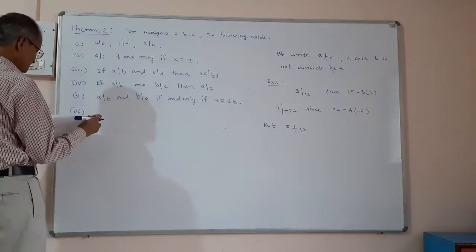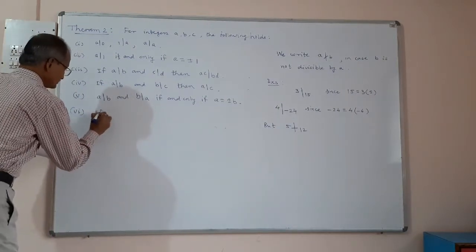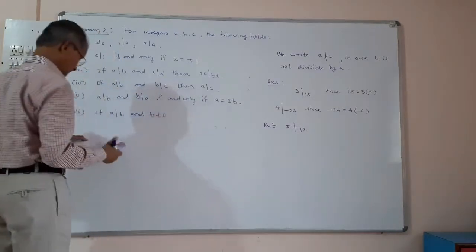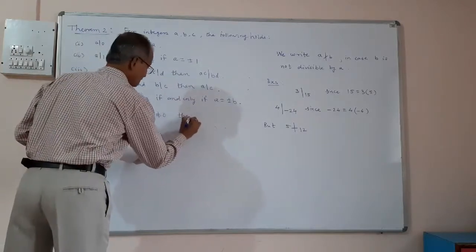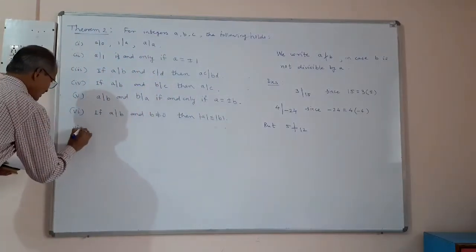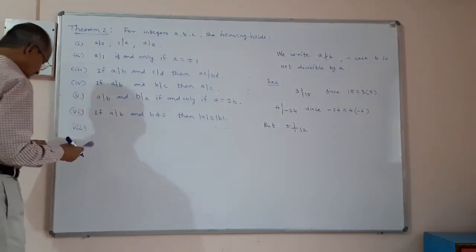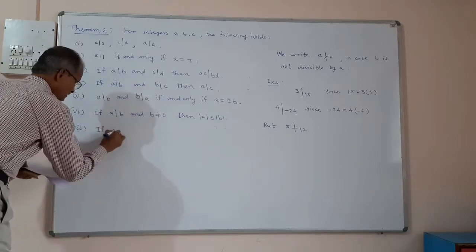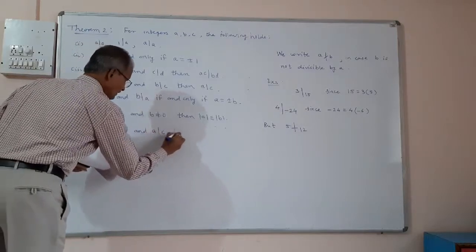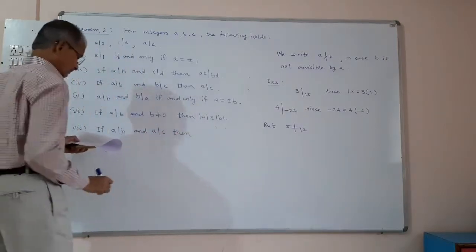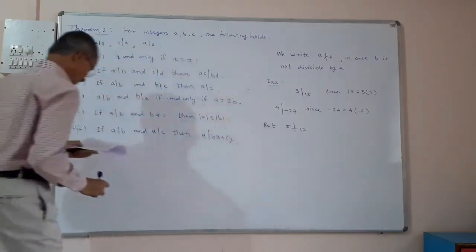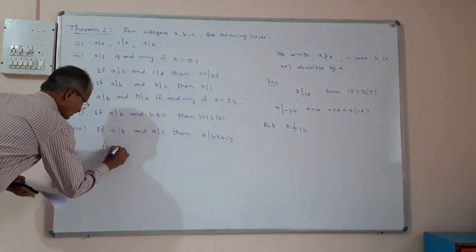If a divides b and b is not 0, then mod a is less than or equal to mod b. And finally, if a divides b and a divides c, then a divides bx plus cy for arbitrary integers x and y.